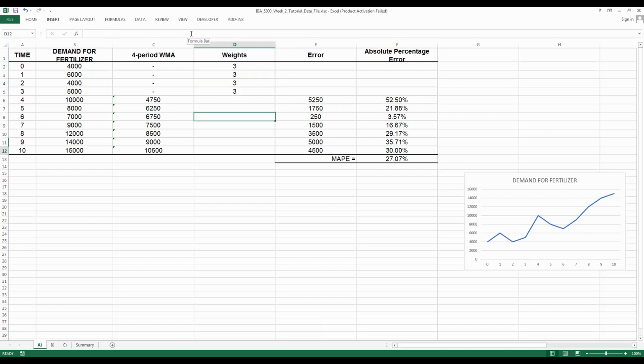You can see the MAPE is 27.07. If you change these all to ones, then it's still 27.07 because we're making the same forecasts. So one thing we might want to do is standardize our weights. In other words, we want to force the weights to add up to 1. Right now my weights add up to 4, but I can force them to add up to 1.